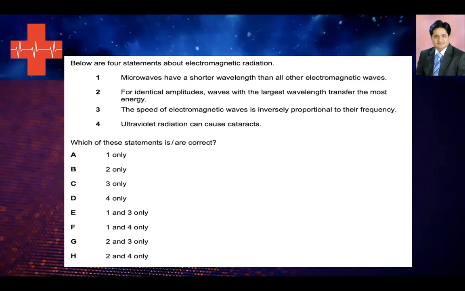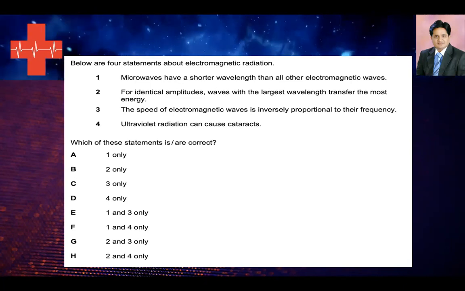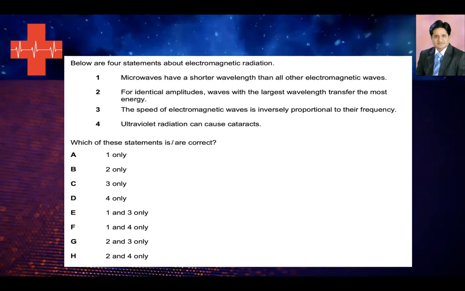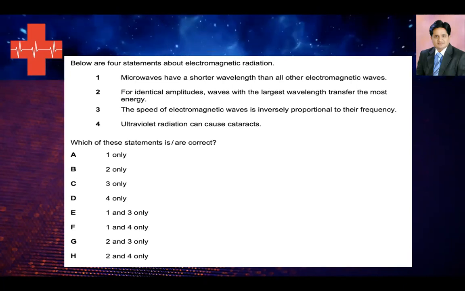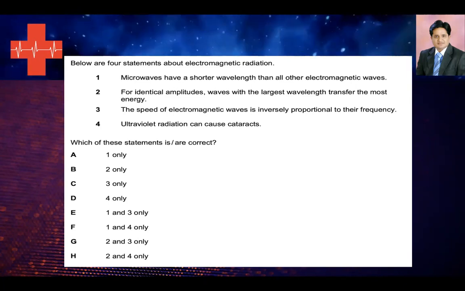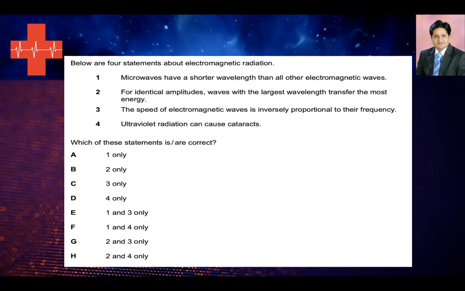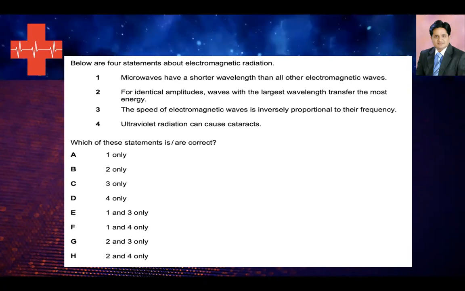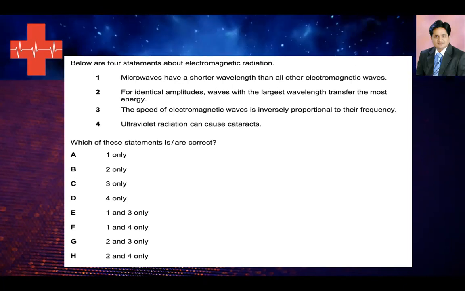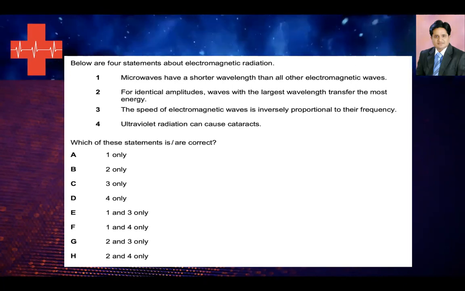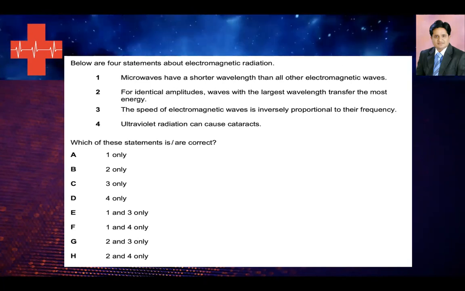Statement number one, microwaves have shorter wavelength than all other electromagnetic waves. Statement number two, for identical amplitudes, waves with the largest wavelength transfer the most energy. Statement number three, the speed of electromagnetic waves is inversely proportional to their frequency. And last option, ultraviolet radiation can cause cataracts.